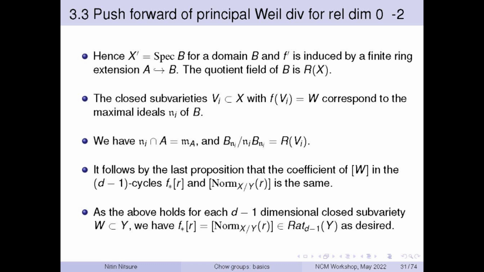So the closed subvarieties Vi of X which map to W are the maximal ideals. They are the closed points in this spectrum. And under this situation they contract. And these are the residue field extensions, the B mod I. And so from the algebraic proposition, the coefficient of W in F lower star R is the norm of R from X over Y.